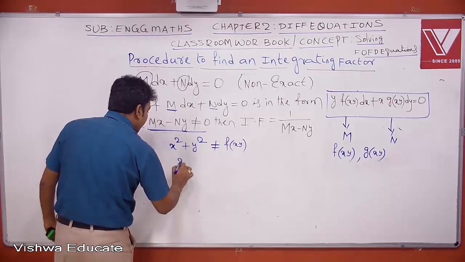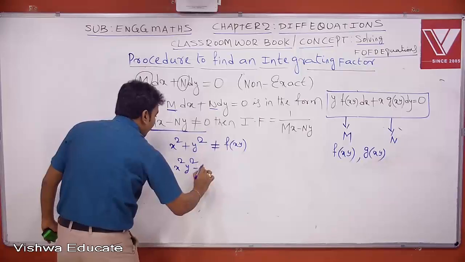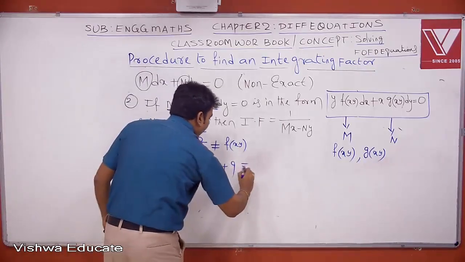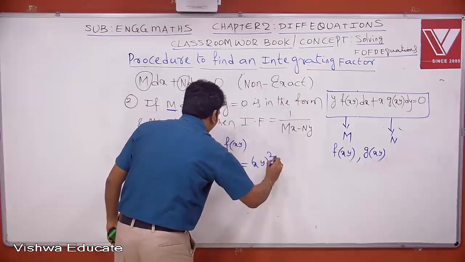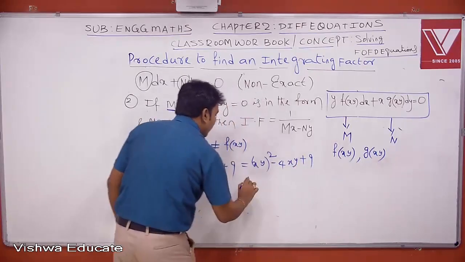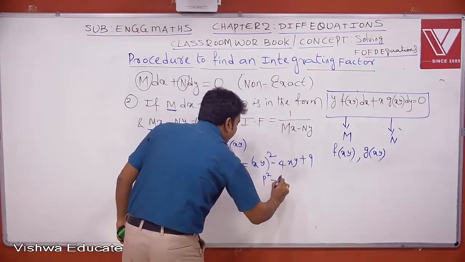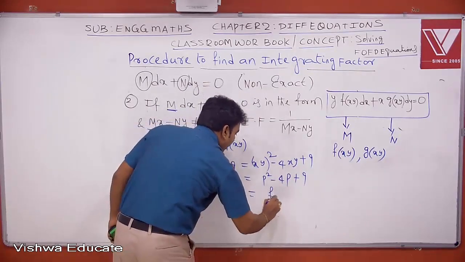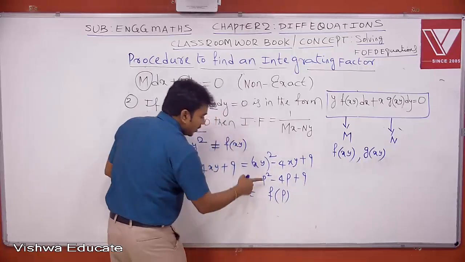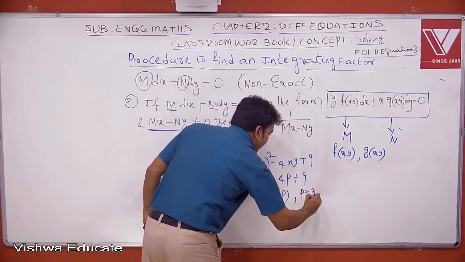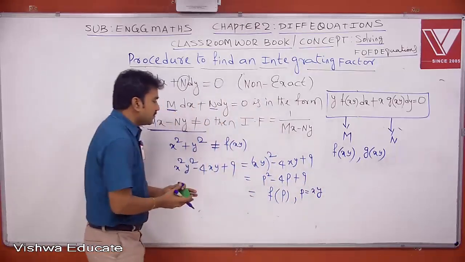But if I have a function like this, x square y square minus 4xy plus 9, this can be written as xy whole square minus 4xy plus 9. This we can write as p square minus 4p plus 9. Now this is nothing but a function in the variable p. But what is this p? This p is nothing but x into y.